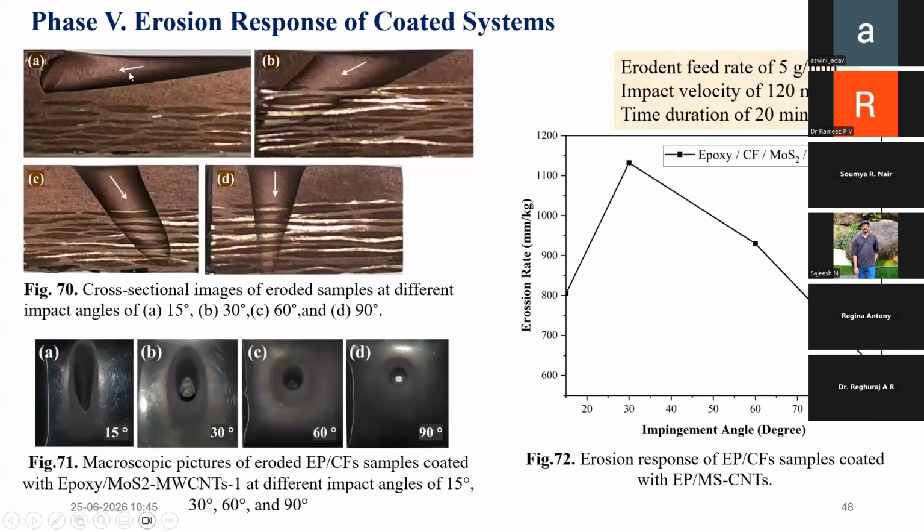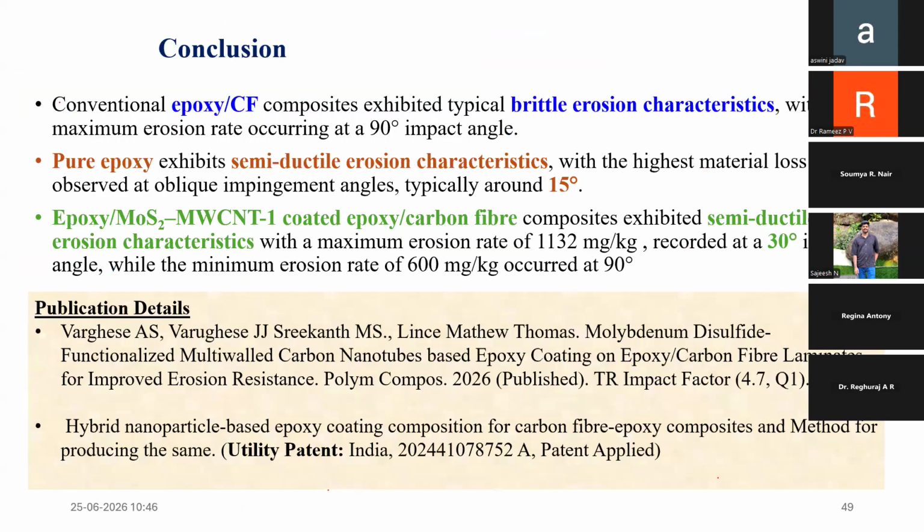So these kinds of images you can take. This is 15-degree impingement, this is 90-degree impingement. These are photos that I have taken from my regular phone only. You don't need very complicated equipment. If you have a good phone, you just take photos of the erosion samples. At least you can start your work from there.